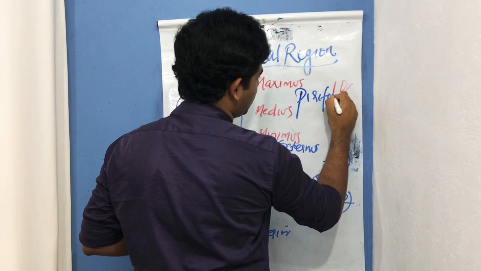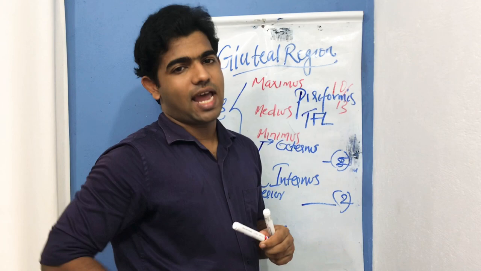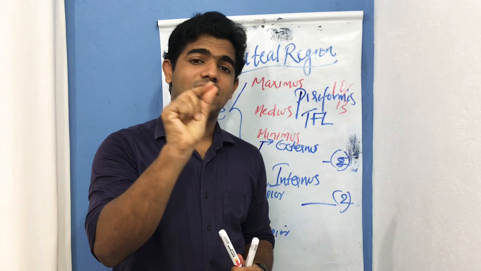The next one is TFL, that is tensor fascia lata. This is also quite known to us. This is a lateral muscle. Tensor fascia lata. In hip flexors, we studied this muscle. Now you have 9 muscles. And the last muscle is known as quadratus femoris.